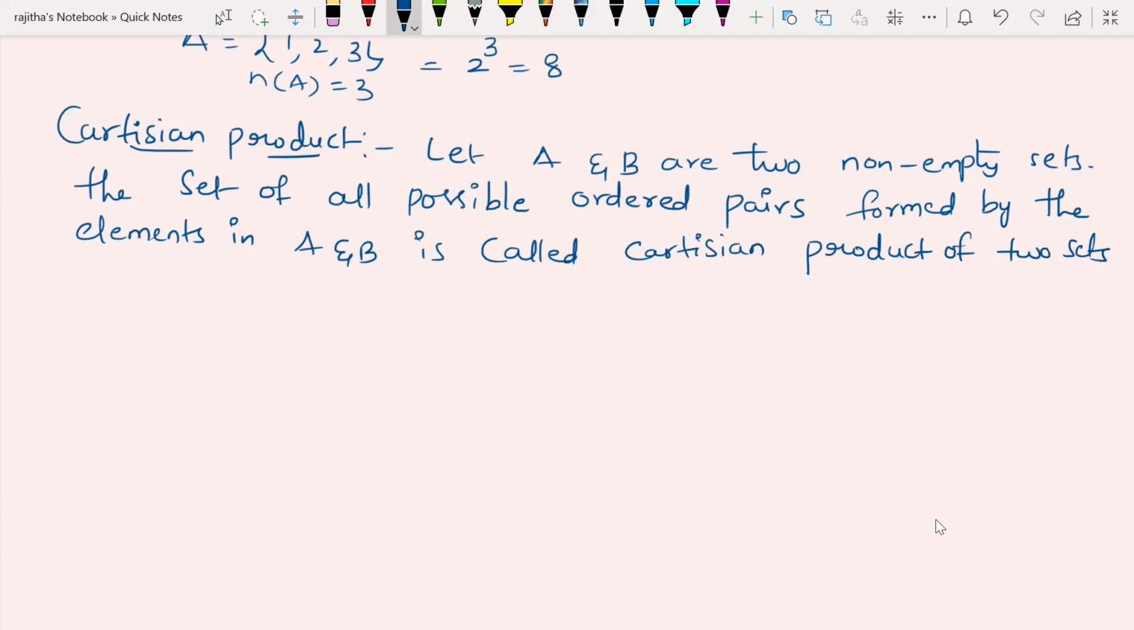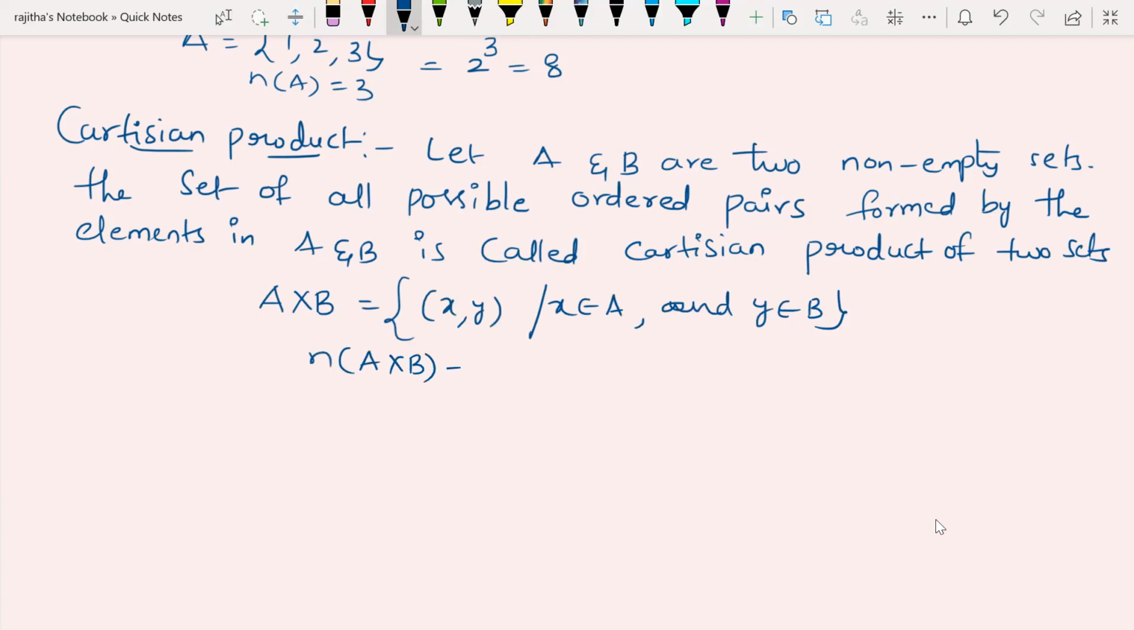It is denoted by A cross B. Read it as A cross B is equal to the set of ordered pairs (x, y) such that x belongs to set A and y belongs to set B. So n(A cross B) is equal to n(A) into n(B). A cross B is not equal to B cross A, but n(A cross B) is equal to n(B cross A).